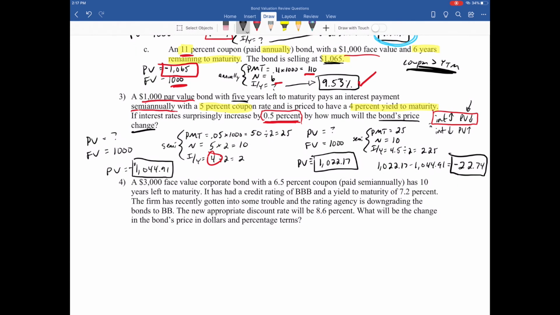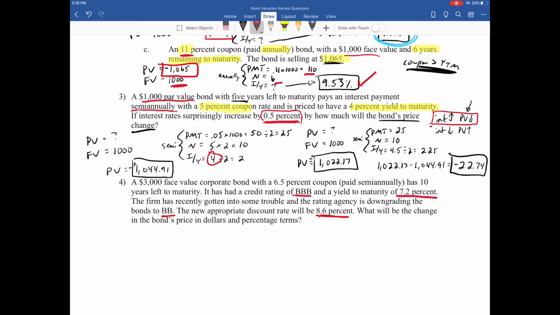Similar setup: we have a $3,000 face value bond, and interest rates out in the market all of a sudden change from 7.2% up to 8.6% due to an increase in the riskiness of the securities. One item that goes into the riskiness of these fixed income securities is the credit rating that these issuances have. In this case, the credit rating went from BBB down to BB, so there was an increase in default risk, a decrease in their overall credit score. And so my required return, my yield to maturity, has now increased from 7.2% to 8.6%.